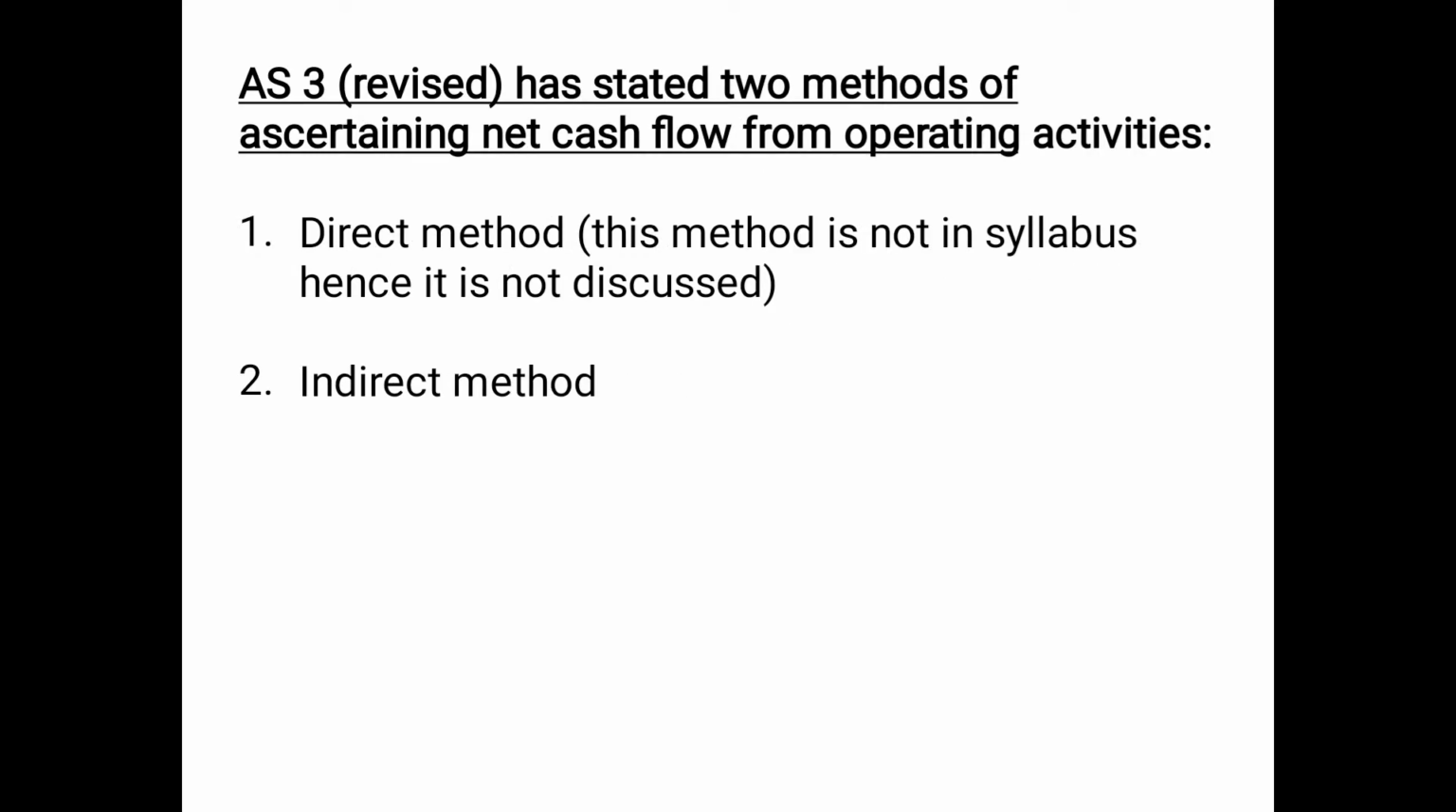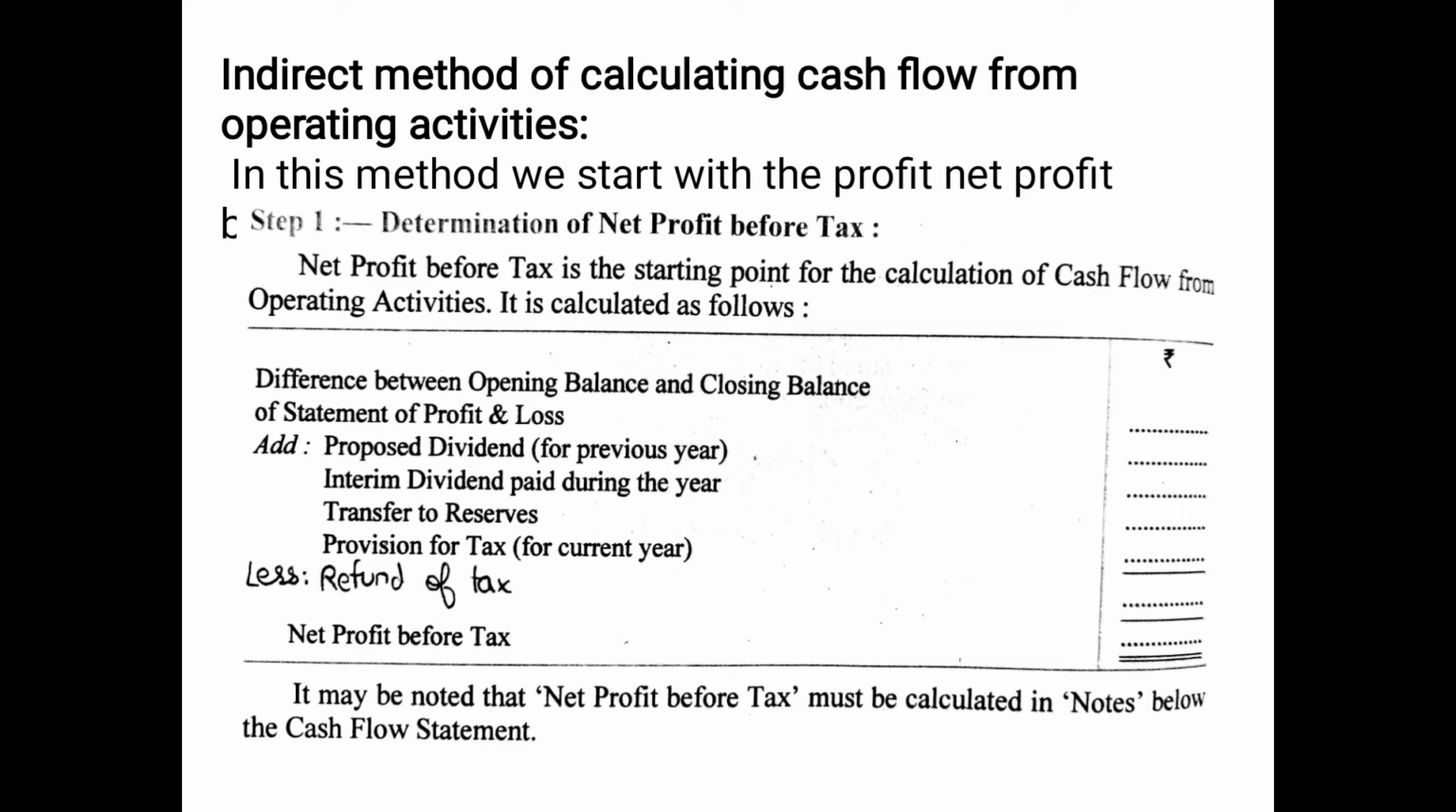AS 3, or Accounting Standard 3 Revised, has stated 2 methods of ascertaining net cash flow from operating activities. The first method is the direct method, and as we have already discussed in the previous videos, this method is not in your syllabus and hence it is not discussed. The second method is the indirect method. Now let us start the indirect method of calculating cash flow from operating activities.